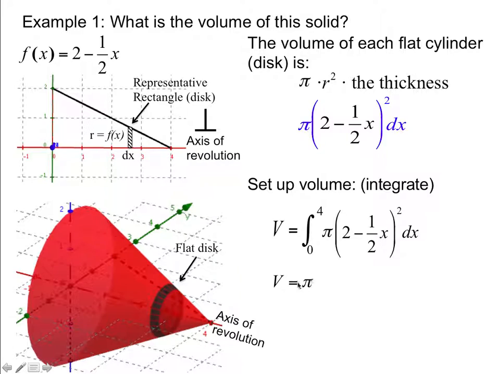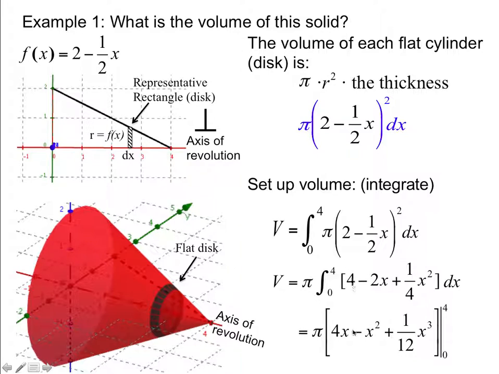So the first thing I do is pull out the pi. It's just a constant. I'll put that out front. And we're going to go from 0 to 4, and we're going to FOIL this. So we have 2 minus half x times the quantity 2 minus half x. So we've got 2 times 2, which is 4. And then we've got 2 times negative a half, which is negative 1, and then double that, we get negative 2x. And then we have to square this, which is positive 1/4 x squared. So that's the binomial foiled out, and then now we can go ahead and integrate that.